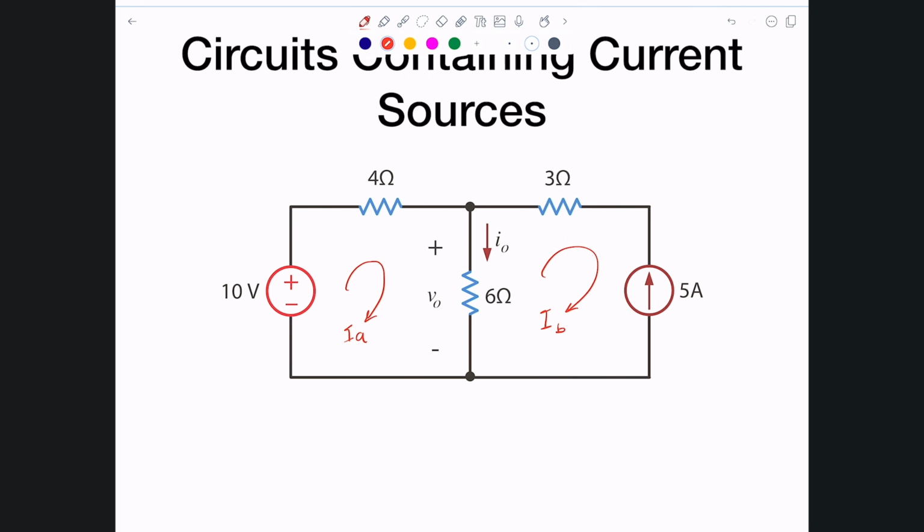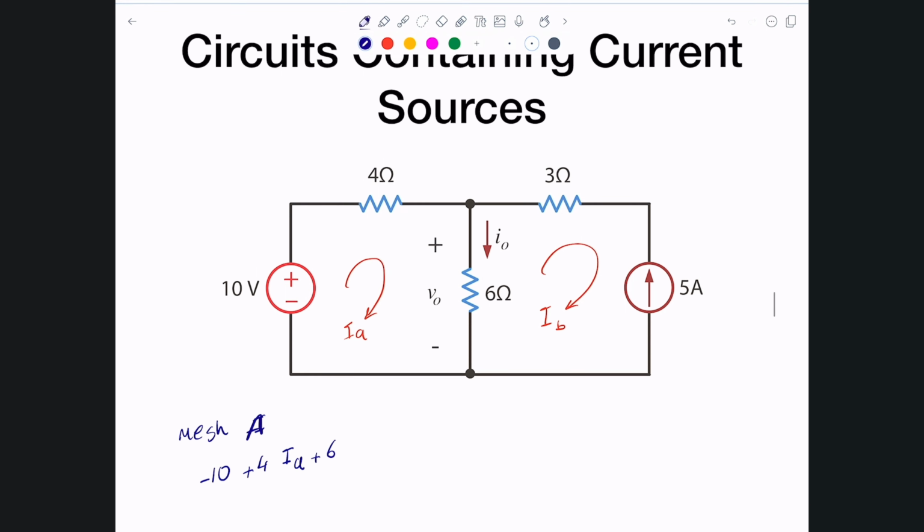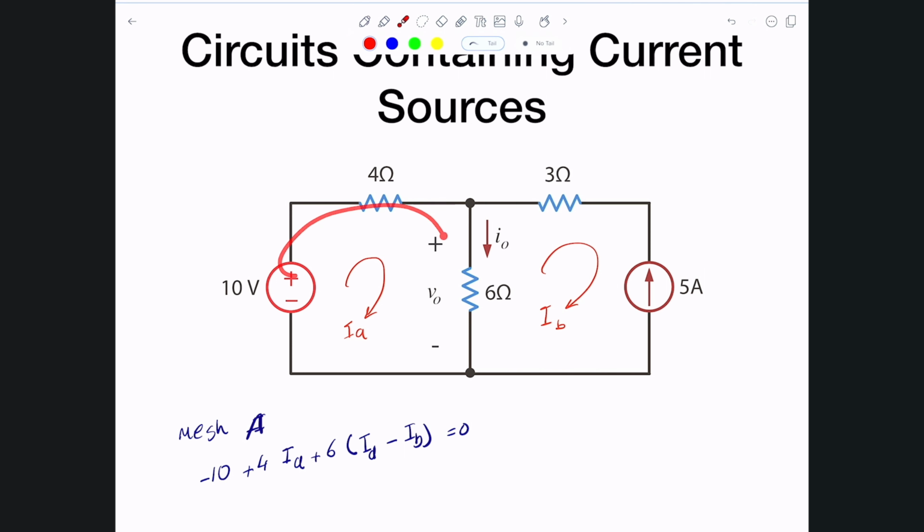Well, if we go through our normal route, we'll write our mesh equations. So the first mesh using mesh current IA, let me call it mesh A, for example. We can simply say it's -10, for the -10 volts, because the current is going that way. And then plus 4, well, the 4 is only affected by IA, plus 6, and because it's from the perspective of the first mesh, it will be IA minus IB, and that should be equal to 0. And that's basically the first equation for the first mesh.